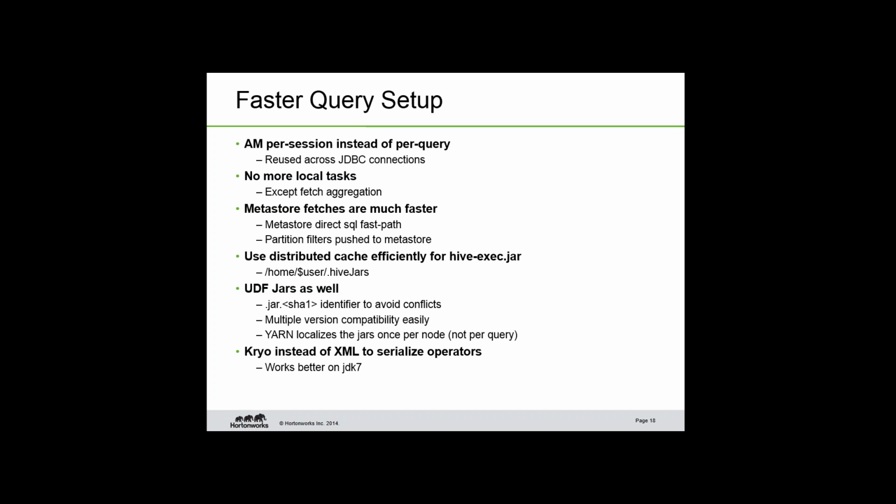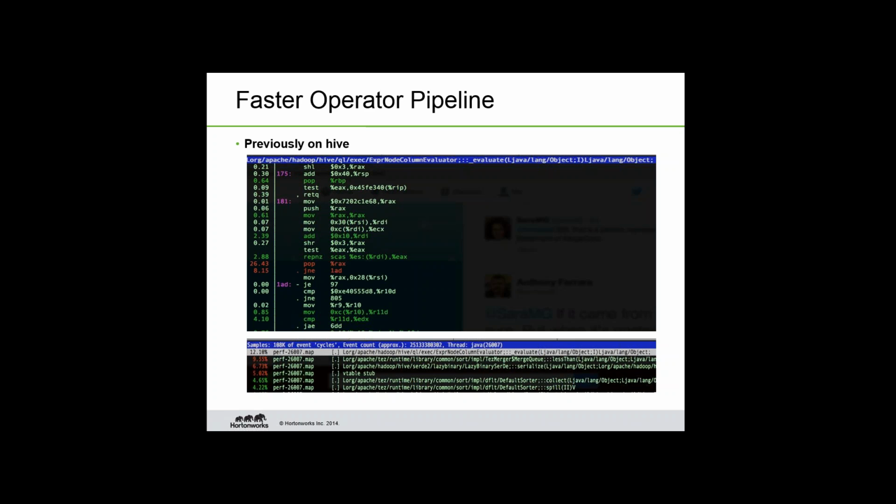The distributed cache is efficiently utilized for Hive execution jar files. UDF jars also work well. YARN basically localizes these jars once per node, and also Kryo, a small framework, is utilized instead of XML to serialize operators. Kryo is actually the serializer-deserializer engine running on Tez on top of Hive, and it works better on the latest versions, JDK 7 onwards. So previous and recent versions of Hive execution details are depicted in the screenshot.